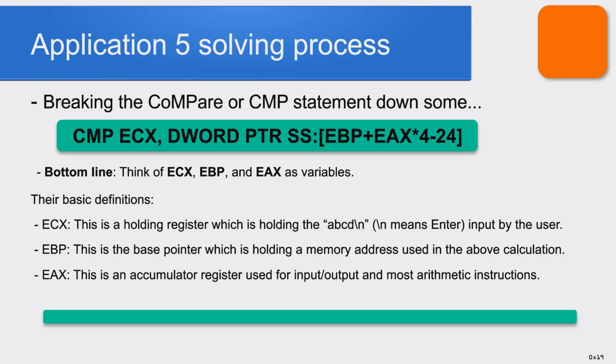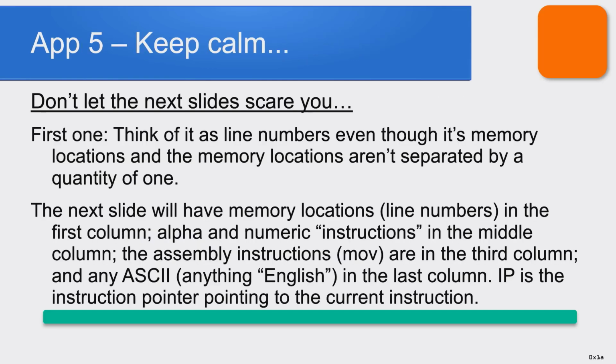So I'm breaking this down a little bit more. Now, here are your basic definitions for ECX, EBP, and EAX. These are very basic. But the bottom line for this brief, to keep this as simplified as I can think of making it, think of the ECX, EBP, and EAX as variables. That's all they are. Variables that hold values. So that's all they are in this case.